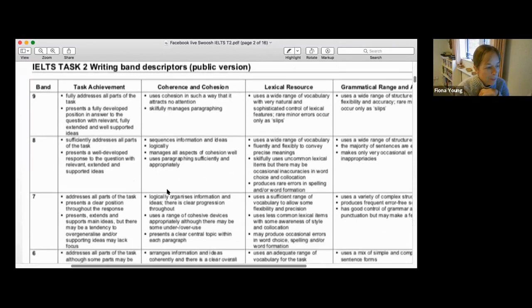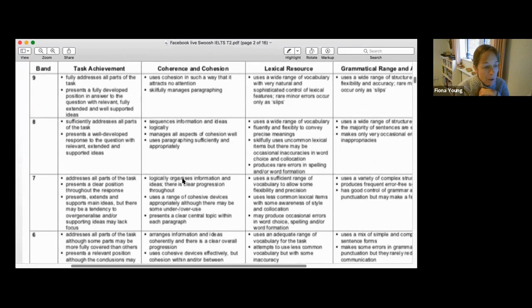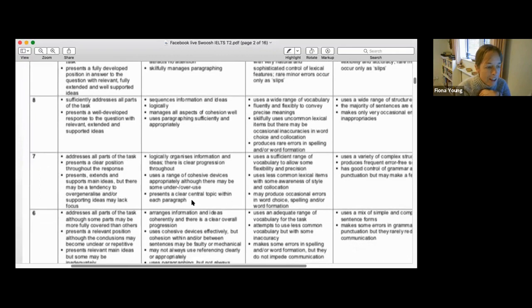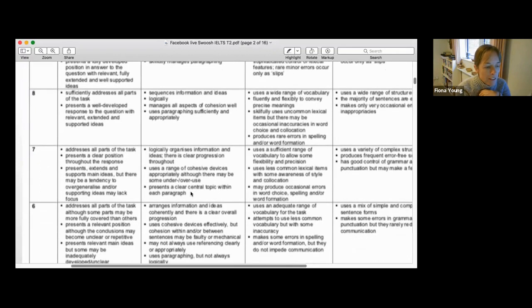So now 7 logically organizes information and ideas. There's a clear progression throughout. And it's all about also using linking devices like also, in addition, moreover, things like that to link your sentences together. And as you can see here, presents a clear central topic within each paragraph.